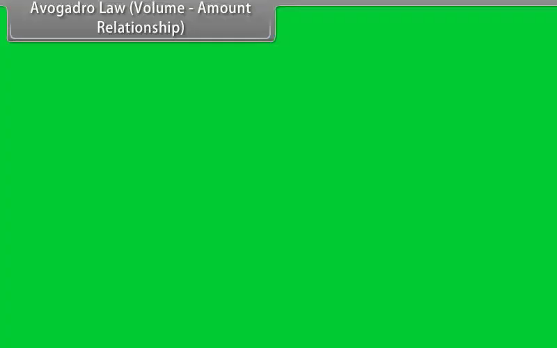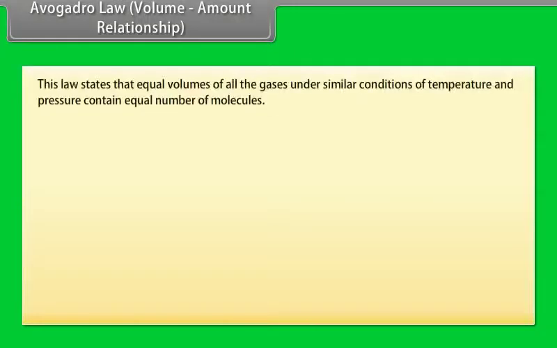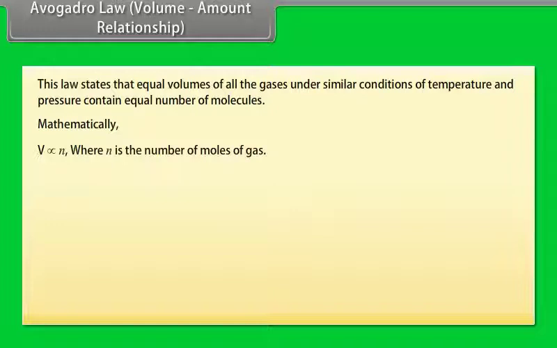Avogadro's law, volume-amount relationship. This law states that equal volume of all the gases under similar conditions of temperature and pressure contain equal number of molecules. Mathematically, volume is directly proportional to the number of moles of gas. V is equal to K3n, where K3 is constant of proportionality.